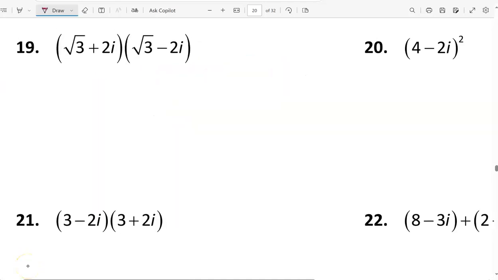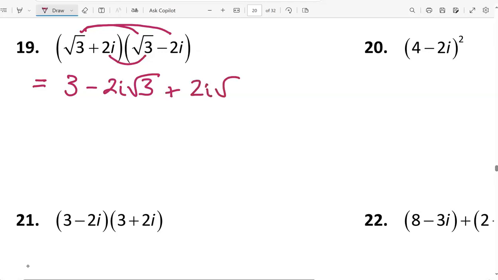In number 19, we are multiplying, so the FOIL method is appropriate. The square root of 3 times the square root of 3 is the square root of 9, which is 3. And then square root of 3 times negative 2i is negative 2i times the square root of 3. And then 2i times the square root of 3 is positive 2i times the square root of 3. And then the product of the last is negative 4i squared.